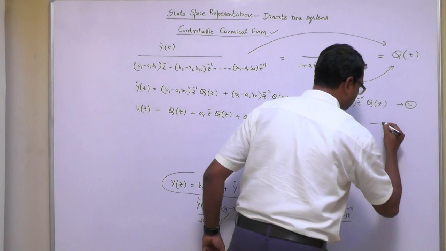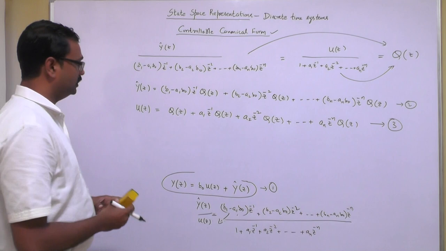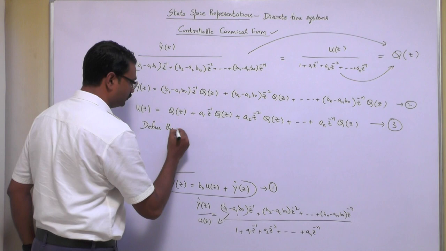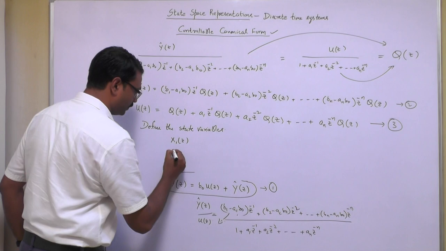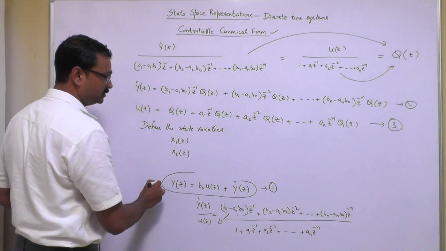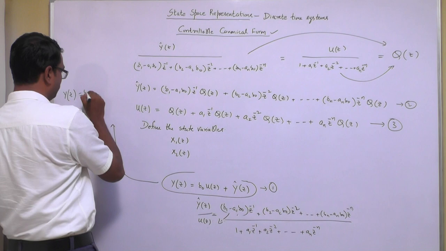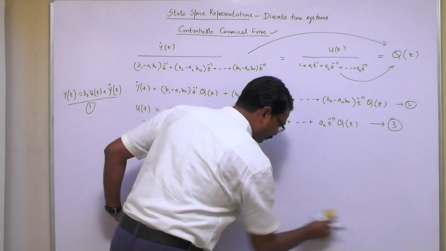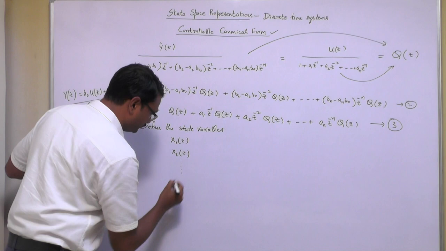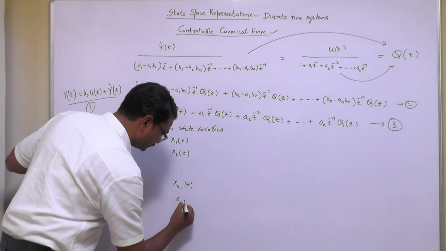Now it is necessary for us to define the state variables. When we are defining the state variables in z domain, let us say x1 of z, x2 of z, and let me put this equation separately so that I can have this for further reference, y cap of z is equal to b0 uz plus y cap of z. This is our first equation 1. Now where we have n number of state variables, therefore xn minus 1 z and xn of z, these are our state variables, and we will have to define the state variables.